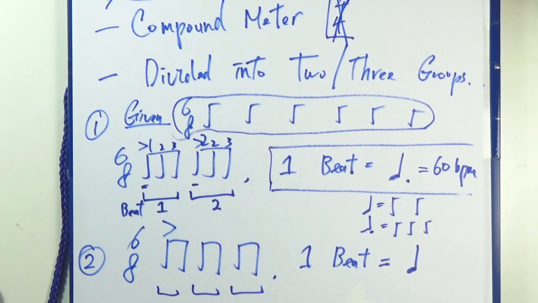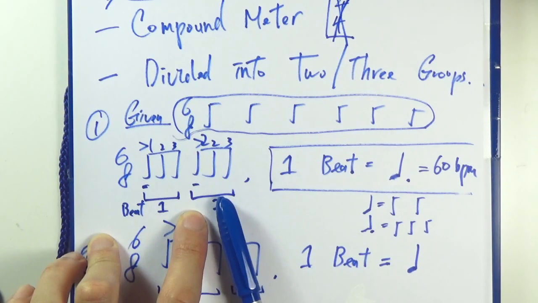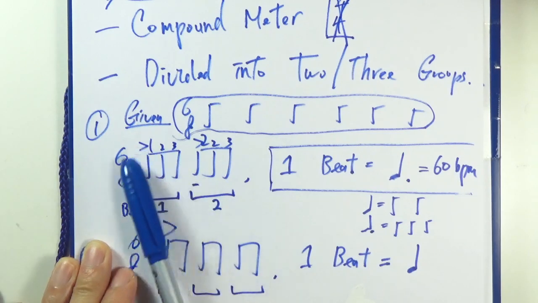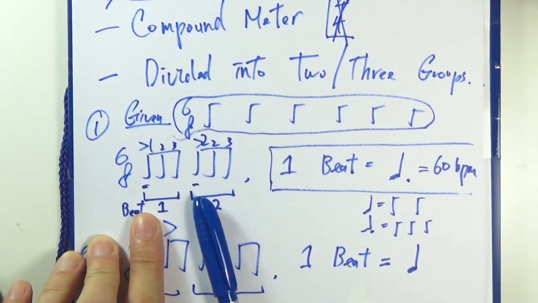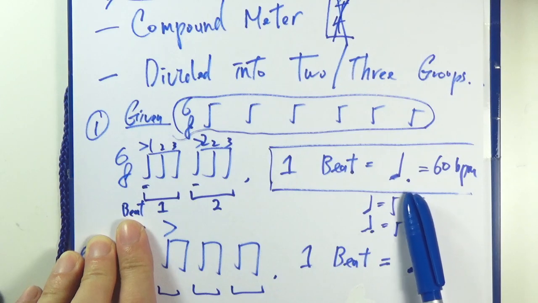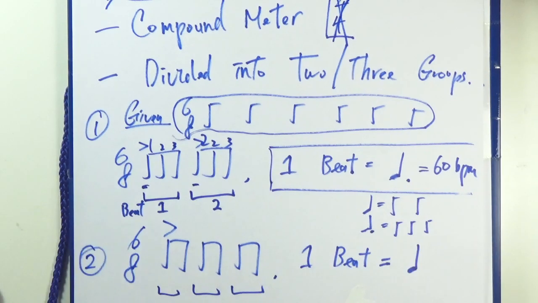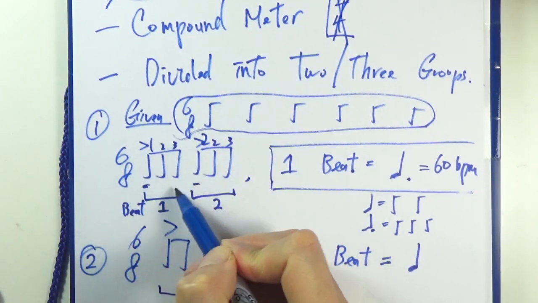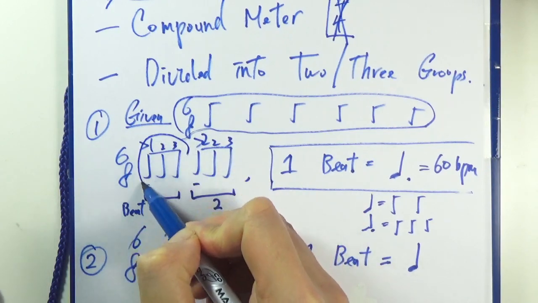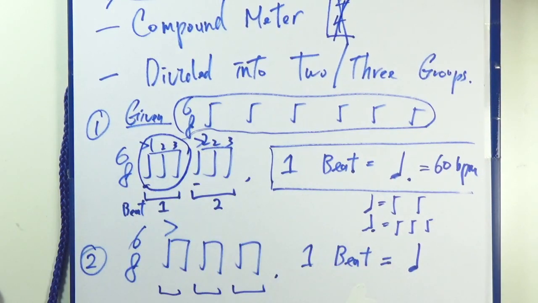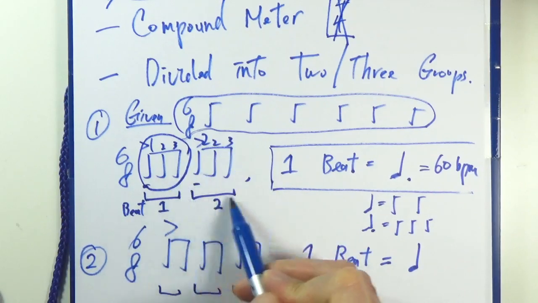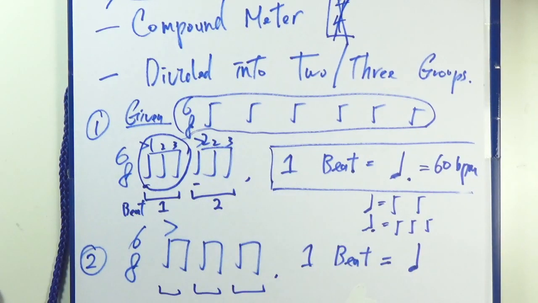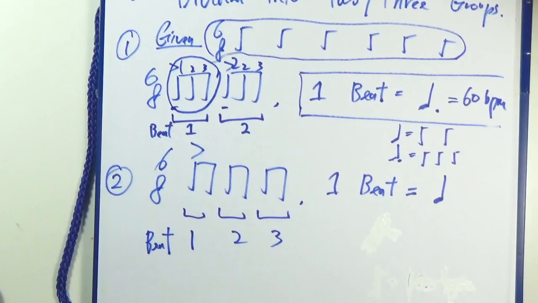All right. So that's the first case. You can divide 6/8 into big groups. And usually the metronome is set to a dotted quarter, which represents this guy here. So this guy is the dotted quarter. Okay. This is a second dotted quarter. All right. Cool. That's the first case.